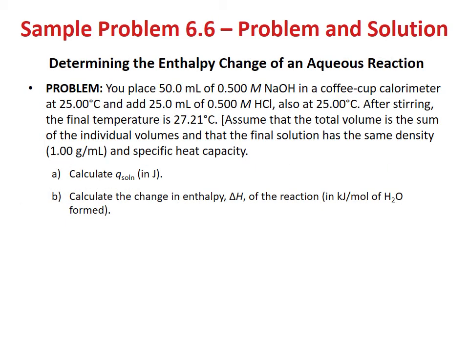Sample problem 6.6. You place 50 ml of 0.5 molarity sodium hydroxide in a coffee cup calorimeter at 25 degrees, and add 25 ml of 0.5 molarity HCl, also at 25 degrees. After stirring, the final temperature is 27.21 degrees. Question A: Calculate the heat of the solution in joule.